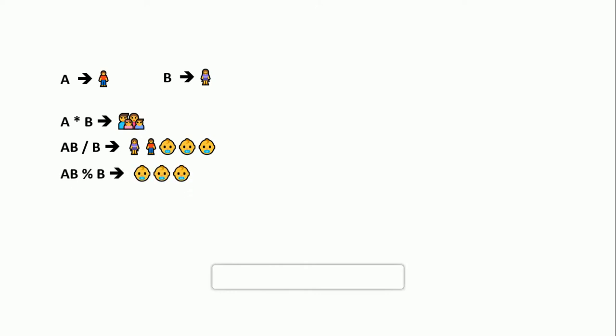And then we have A and B modulus B. So if there is going to be a divorce, just like what we just saw, then what will be the remainder? Anytime there is a divorce, there is always a remainder. And the remainder is the children.